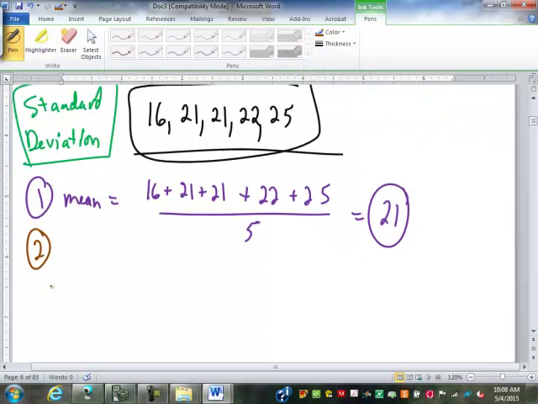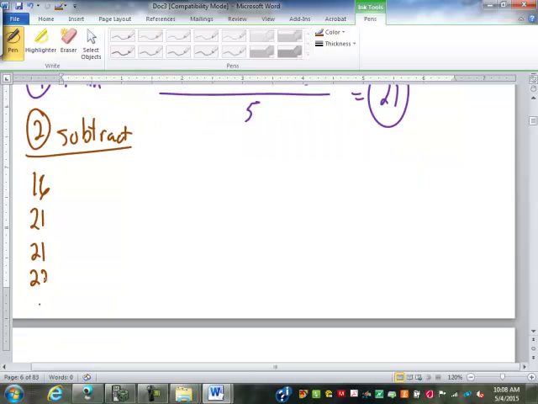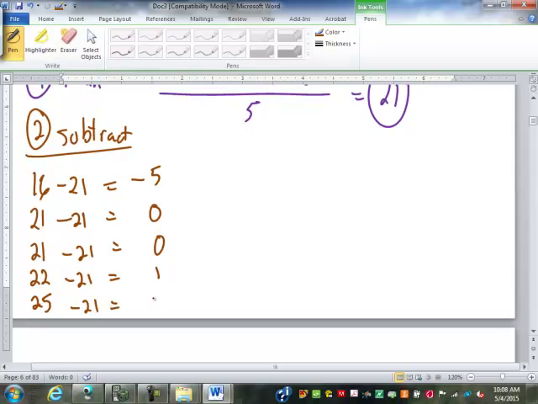Step 2. Subtract the mean from each. So 16, 21, 21, 22, 25, minus 21. 16 minus 21 is negative 5, 21 minus 21 is 0, 21 minus 21 is 0, 22 minus 21 is 1, and 25 minus 21 is 4. Again, those should add up to 0. We don't need to do it, though, because it doesn't really mean much to us.